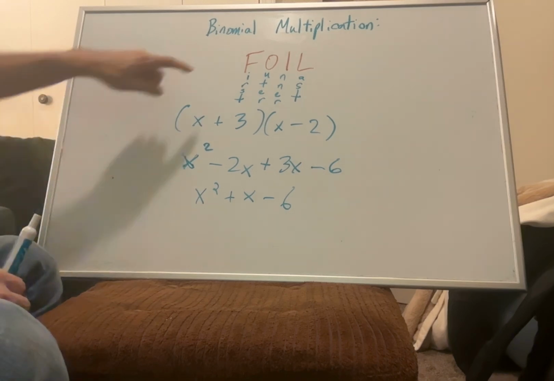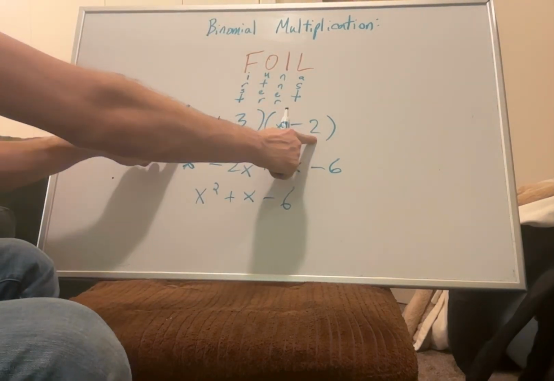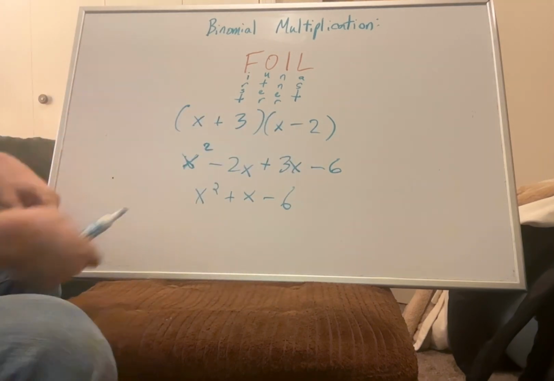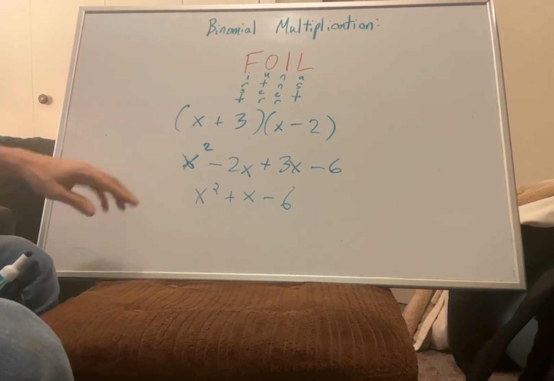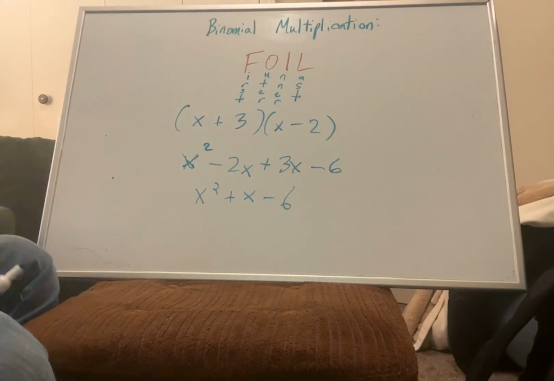So, first, outer, inner, last. First, outer, inner, last. And then the only thing we have to do at that point, once we've done our 4 multiplications, is just clean it up with like terms.